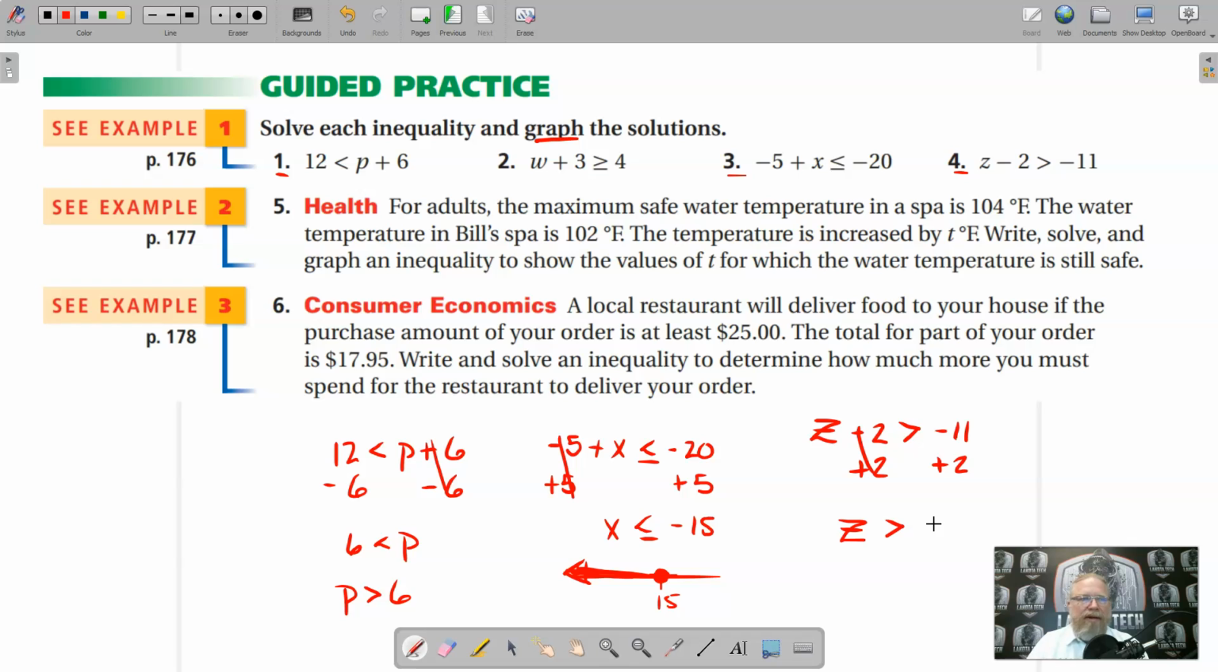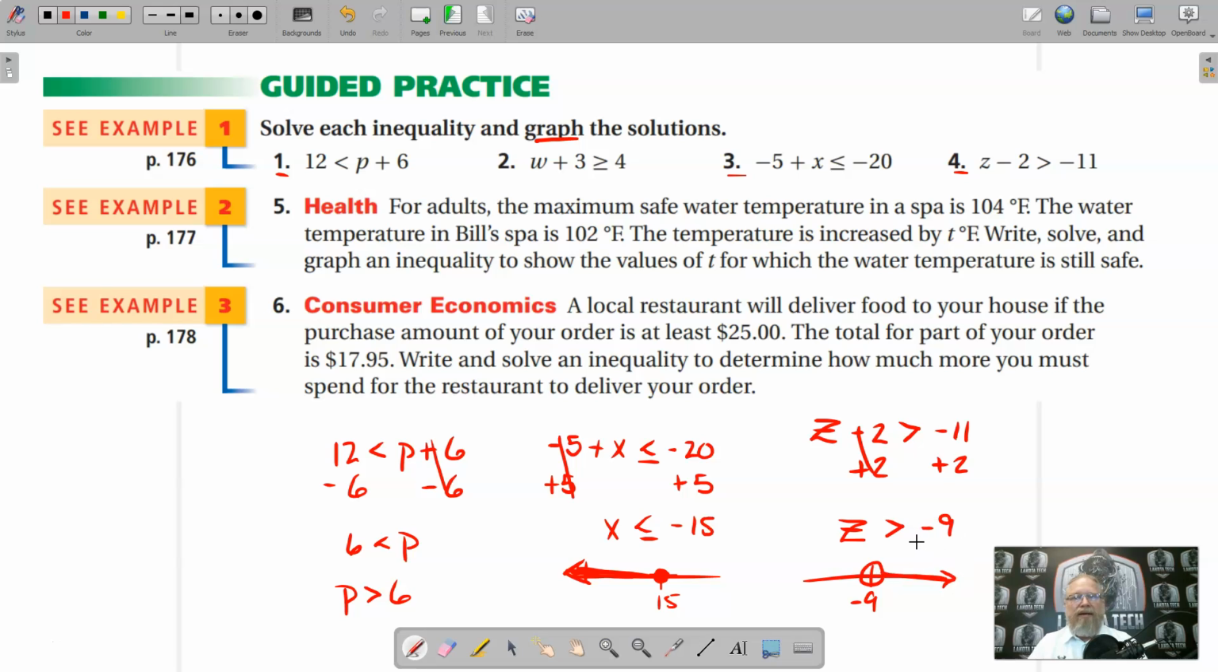And bring down my greater than sign. And negative 11 plus 2 is going to be negative 9. So if we graph that, we would find negative 9. It's going to be an open dot because we don't have the equality concept there with this statement. It's just greater than. And then it's going to be everything to the right, which is everything that is greater than negative 9.